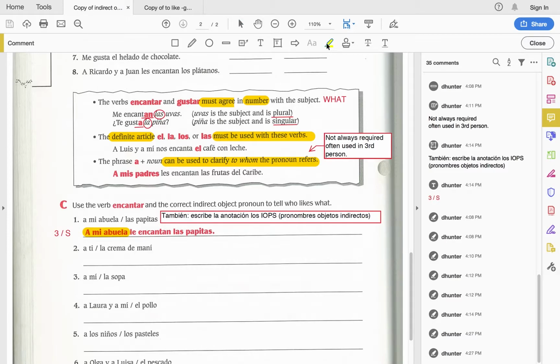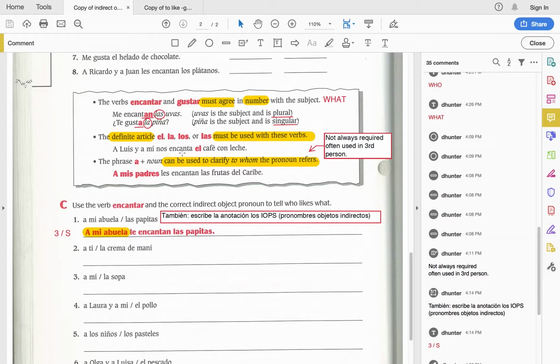Finally, not always do we need to use this structure though. A Luis y a mí nos encanta el café con leche. While we do need to use the el here, we don't always have to say a Luis or a mí. We do not have to give that noun with a in front of it.